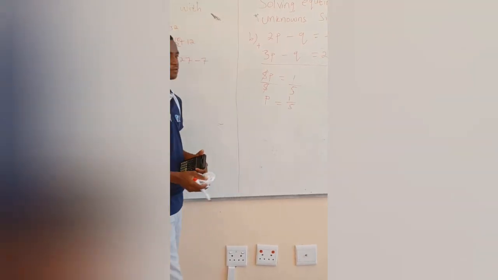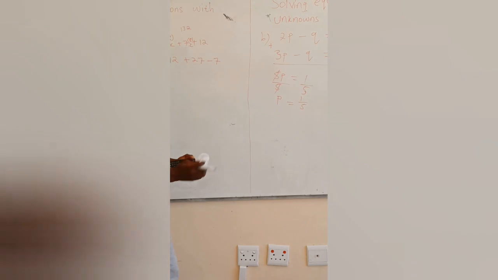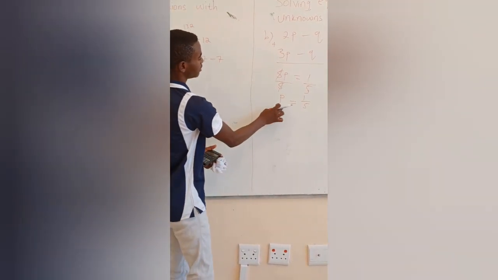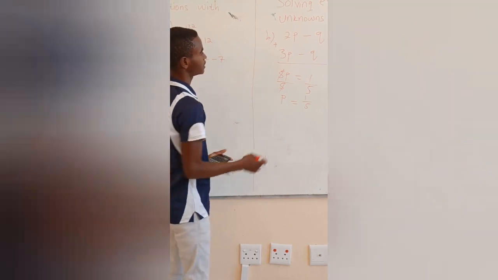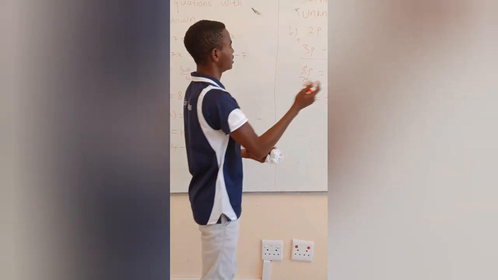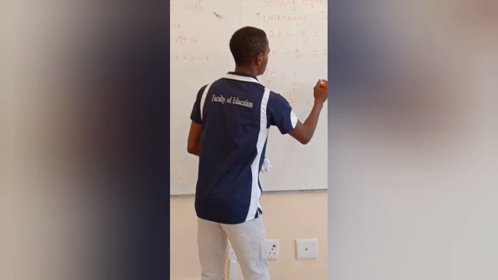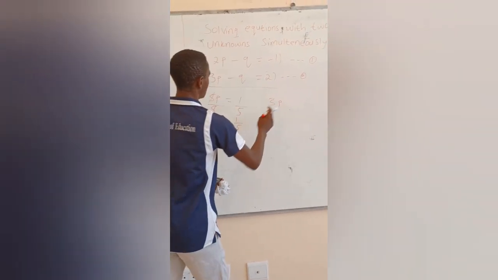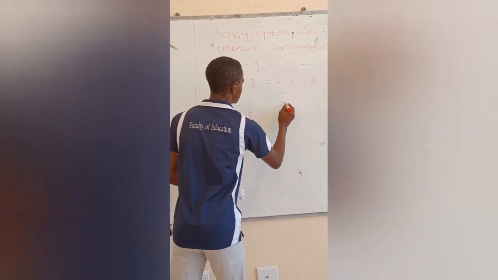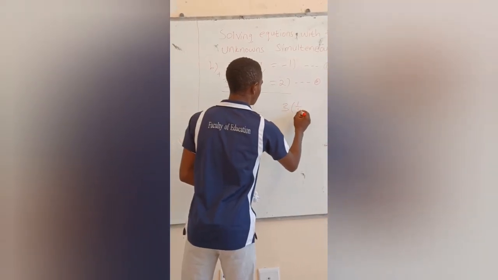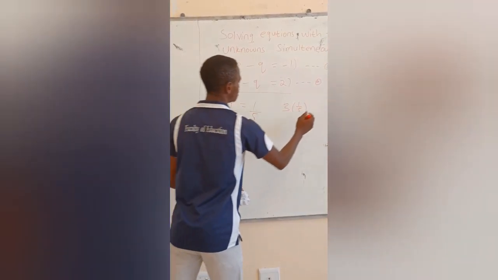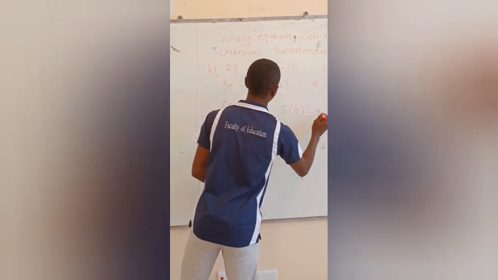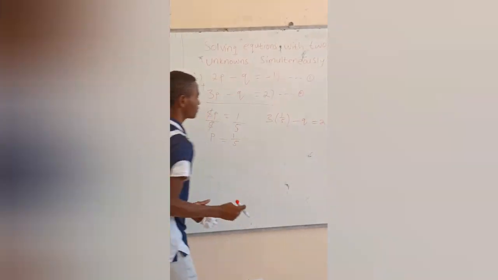And remember, you have to leave everything in the fraction, because decimals are not allowed. Since our p is 1 over 5, we just have to substitute into any equation of your choice. You can use even equation 2. We have 3p. Where you are seeing p, you substitute it with 1 over 5. Then you close your bracket, minus q is equal to 2.